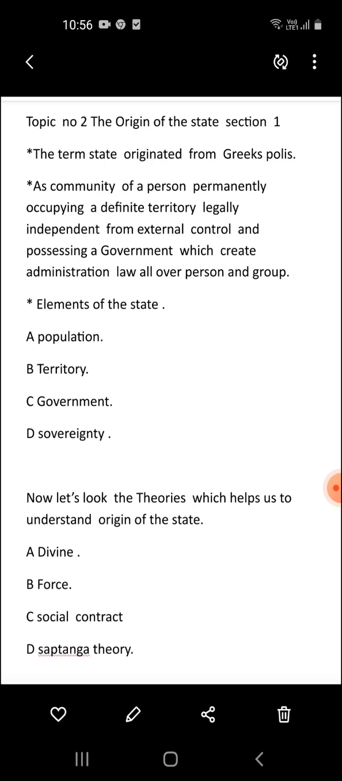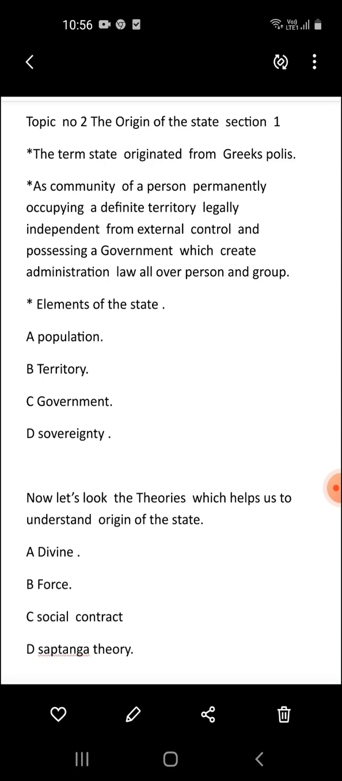Now, point number 4, what is sovereignty? Sovereignty is nothing but the supremacy of the state over the individuals and the associations, and the independence of the state from external control.